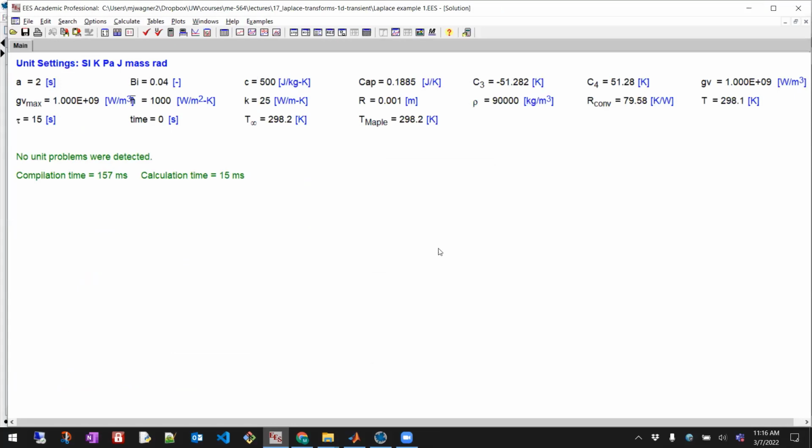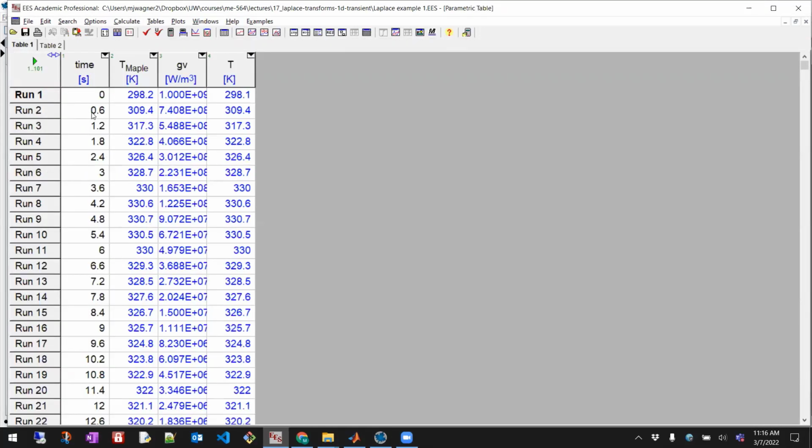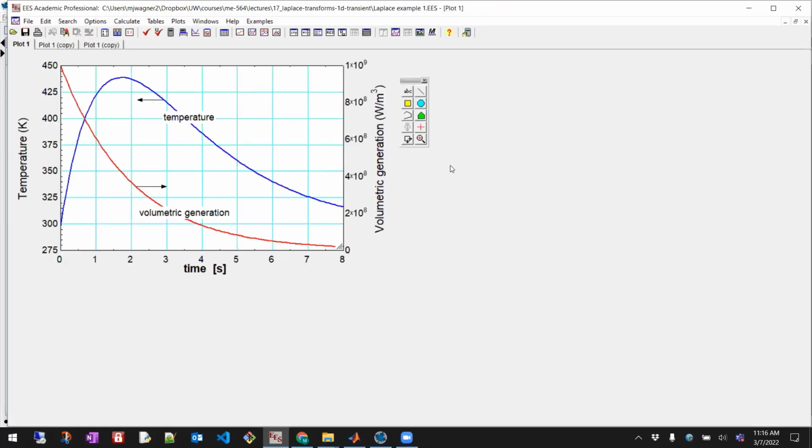It worked. And then I've gone through and plotted it for a bunch of different times, so we compare the temperatures at different times. This is what we get. You can see the solution we did manually and analytically, this blue line, matches what we get from Maple. So good, it worked.